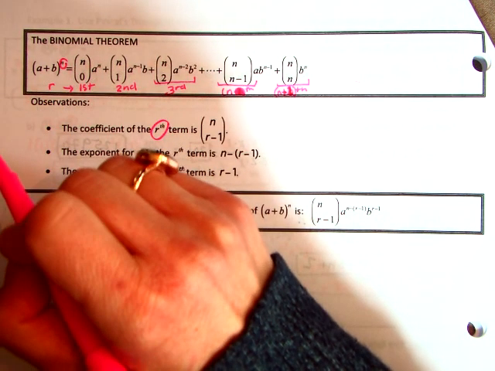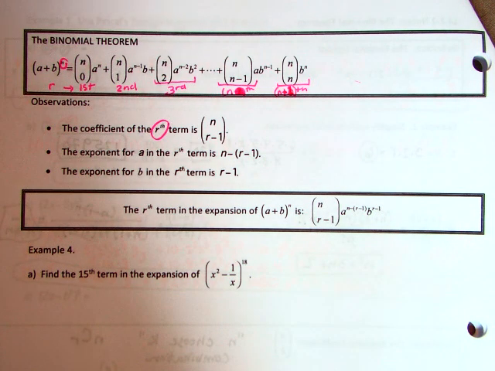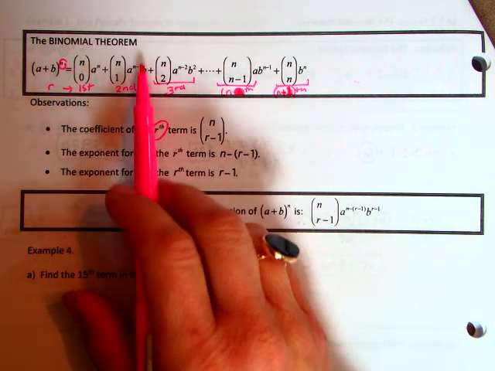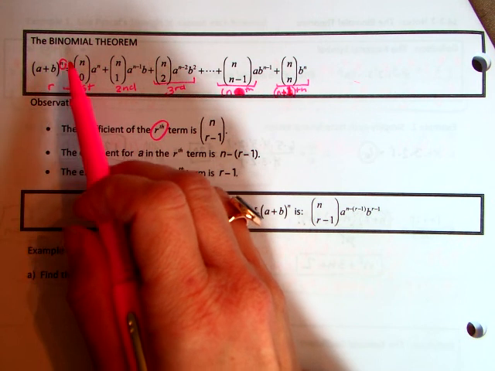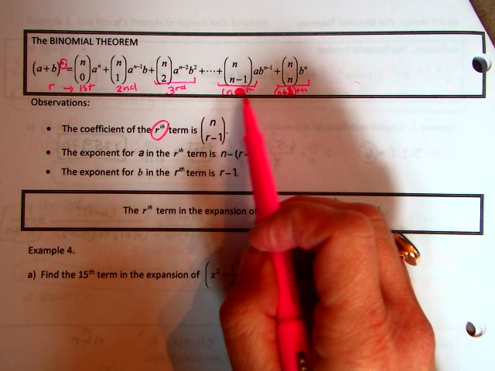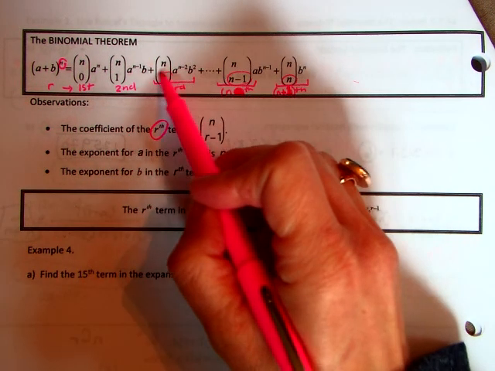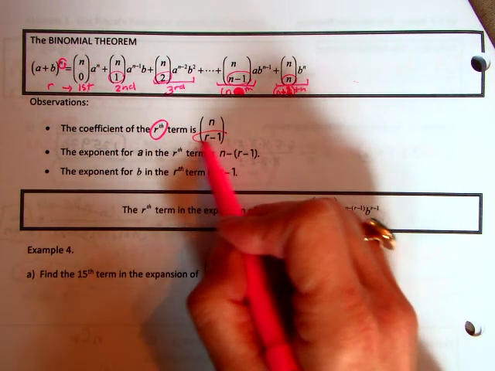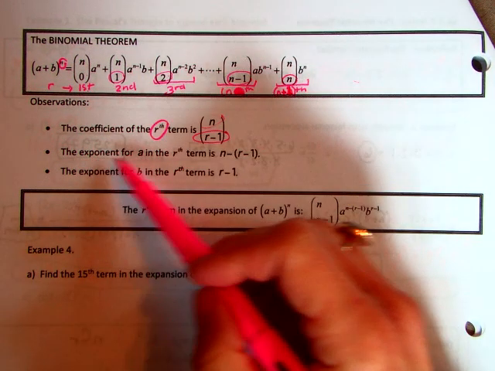Okay, so we said the number of terms is always one more than the exponent, right? So if there's n exponents, that means this is the n plus 1th term, and this is the nth term right here. So the correspondence is that this bottom number is always 1 less than r, so that bottom number is always r minus 1. The top number is always n, no matter what. The exponent for a, if you look at it, is always n minus the quantity r minus 1. What does that mean? It's the top minus the bottom. That's what I like to call it, top minus bottom.